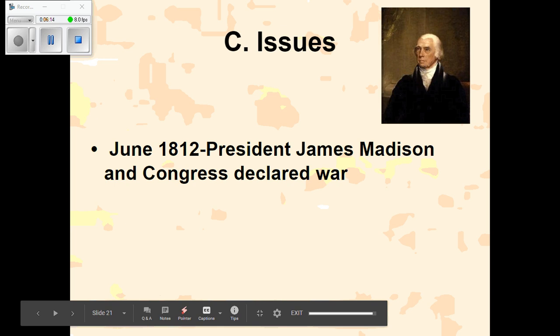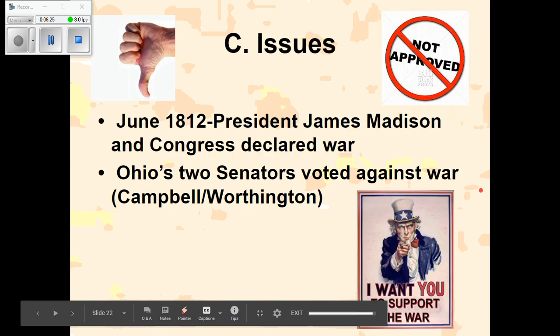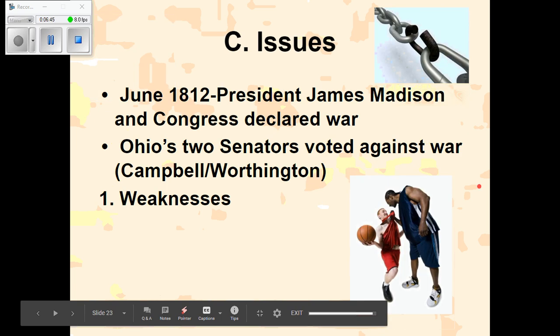Now, this is the way to go. Madison wants a war. Congress declares war. But when you voted for it, it wasn't overwhelming like you've seen, or we'll talk about in some other cases. In this case, Ohio's 2 senators, remember every state has 2 senators, Thomas Worthington and Campbell, I'm not sure of his first name, both voted against the war. So it's obviously not unanimous. You have some people who want it, you have some people who don't. And the big reasoning for them not wanting it is they thought the U.S. was weak at the time period. And I guess you guys can decide for yourselves what you think.